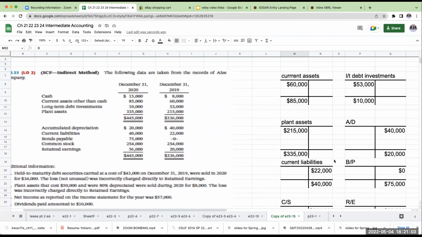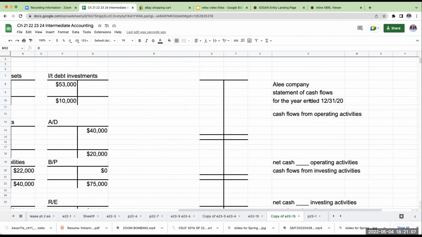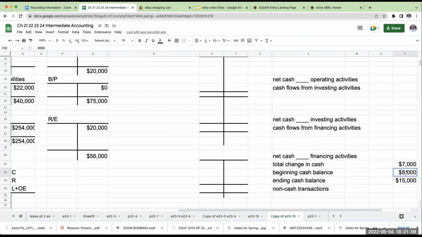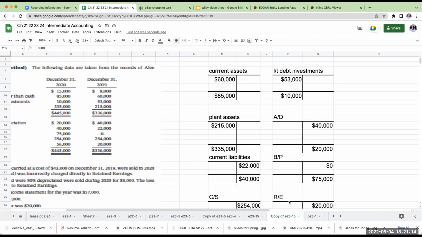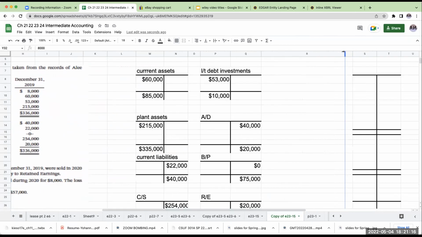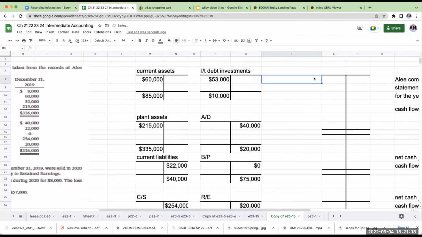And the way we're going to do this, our first step is to do the skeleton, seeing what happened to cash. Second step, make the T accounts. So we're going to make those T accounts, and with that second step, we're also going to make a big T account for cash. We're going to have operating.